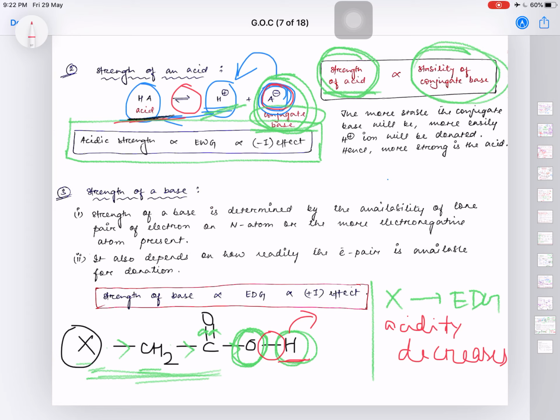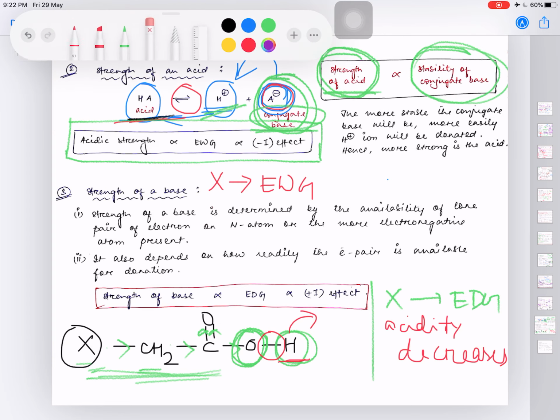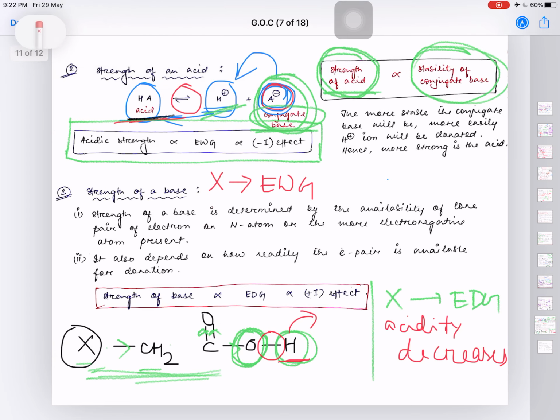Now, same thing, let us take X as an electron withdrawing group. Say X is an electron withdrawing group. So it will be exactly opposite.